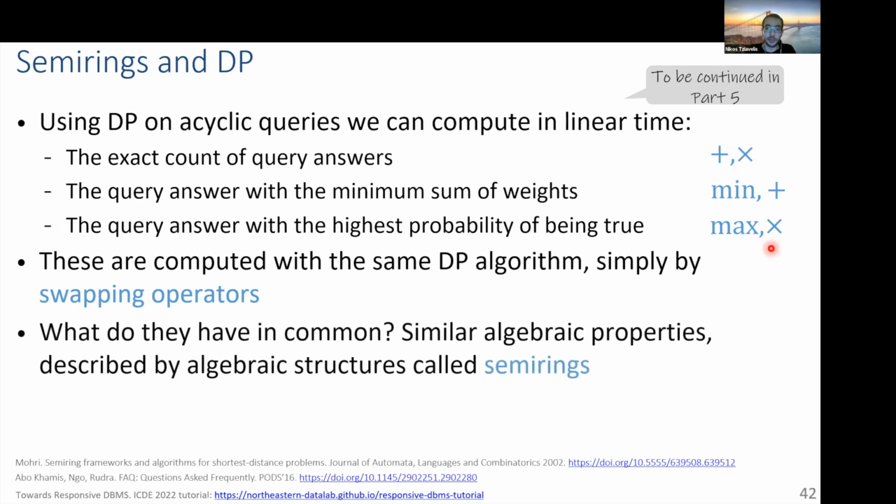The reason that this is possible is that these operators share the same algebraic properties. And these properties are described by algebraic structures that we call semi-rings, and we will look at them more deeply in the later parts of the tutorial.